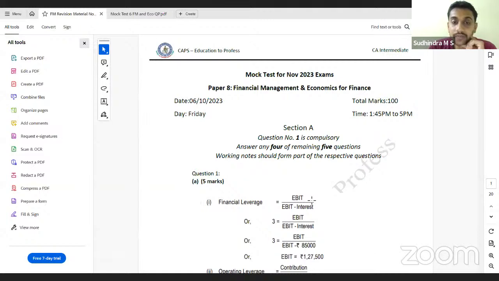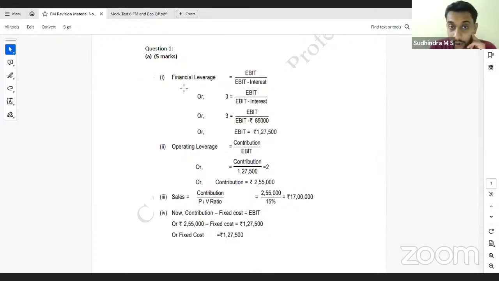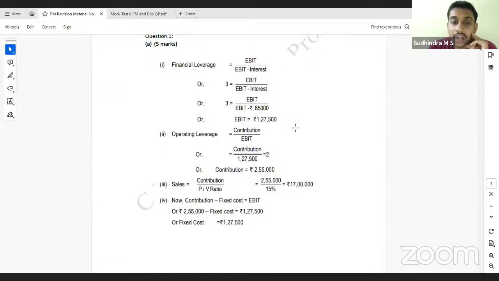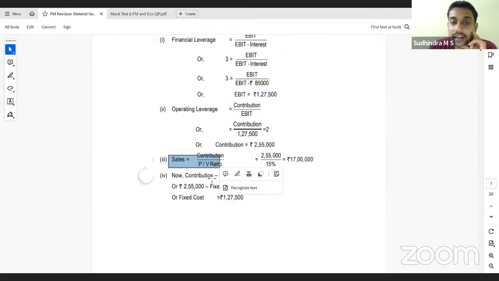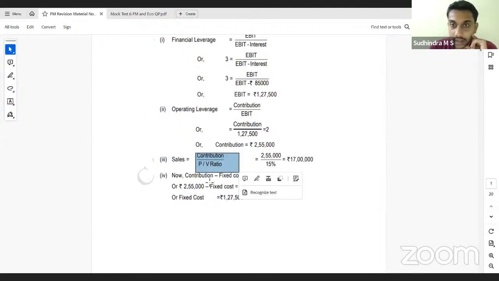So we'll start with FM first. The first question was preparation of income statement, for 5 marks. Very important are the working notes, using the information given, getting the data. Financial leverage and operating leverage, including formula, carries 1 mark if you are getting EBIT and contribution as it is. Then sales and fixed cost, again formula is important, half mark each. So that would be 3 marks.